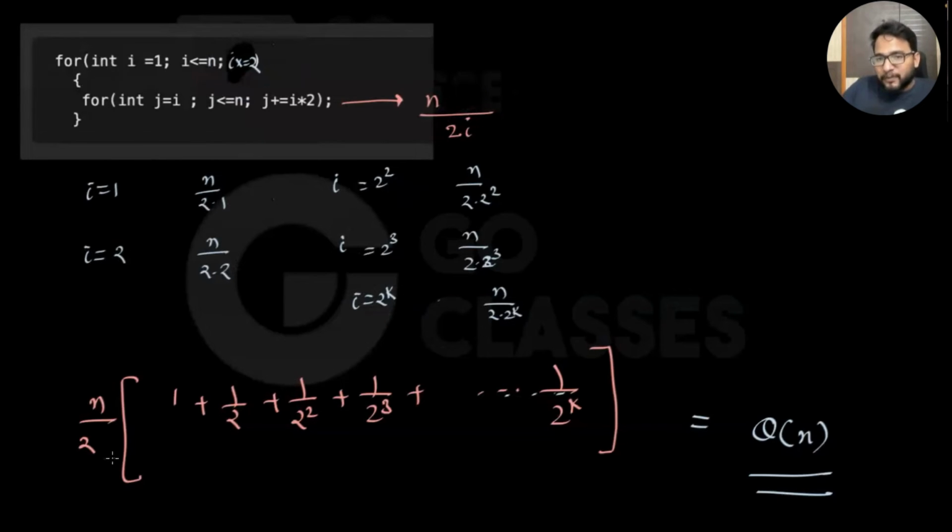Okay. So that's why you need to add all of this. You can take n by 2 common: 1 plus 1 by 2 plus 1 by 2 square plus 1 by 2 cube, like that, plus 1 by 2 power k. So this is the final answer. Now I need to solve this.